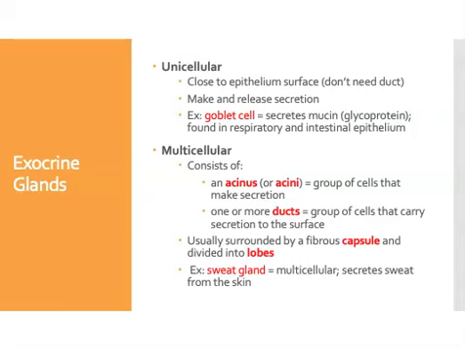Multicellular exocrine glands are usually surrounded by a fibrous layer of tissue that we call a capsule. And some of them are actually divided into what we call lobes, just like your lungs and your liver are divided into lobes. A good example of a multicellular exocrine gland is a sweat gland.